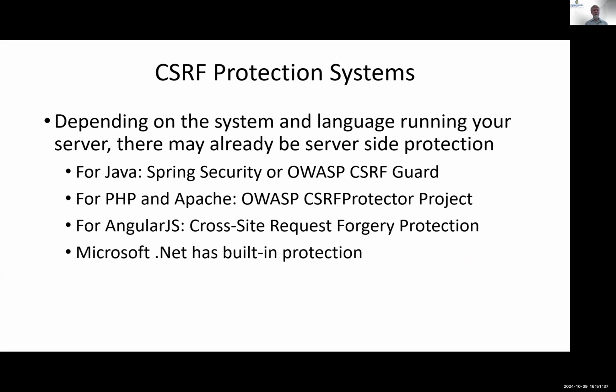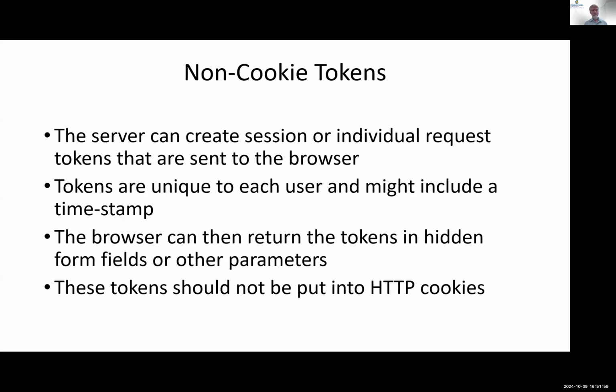There are a bunch of systems that will provide protection. You can do things on the server and you can do things on the website. There's the OWASP Cross Site Request Forgery Guard. There's Apache, and there's more, all sorts of things. .NET has built-in protection. Different systems. There are multiple systems that try to protect against this because this is a serious problem.